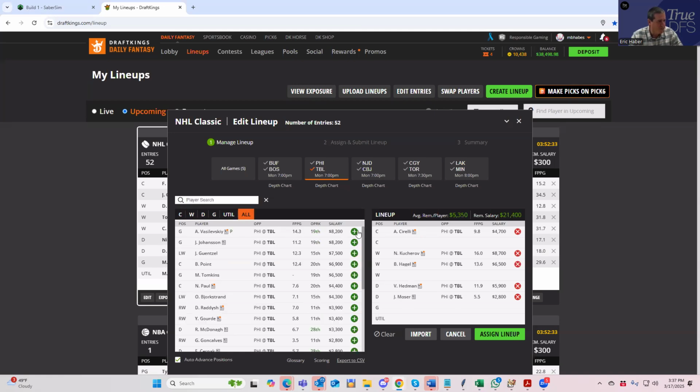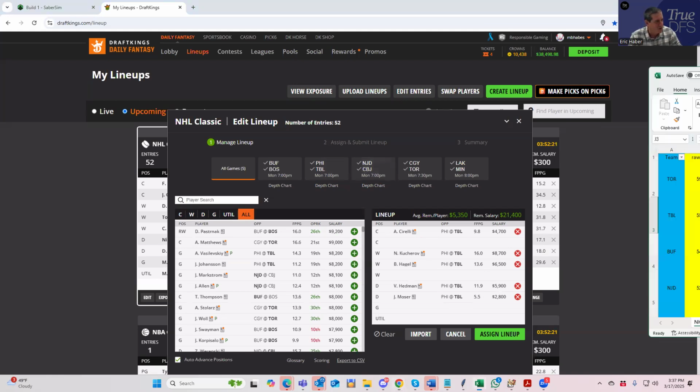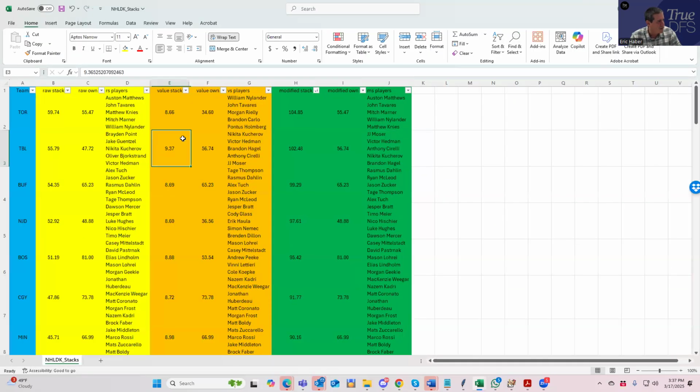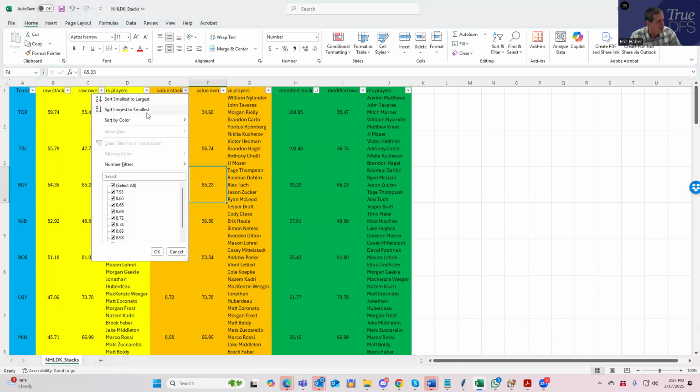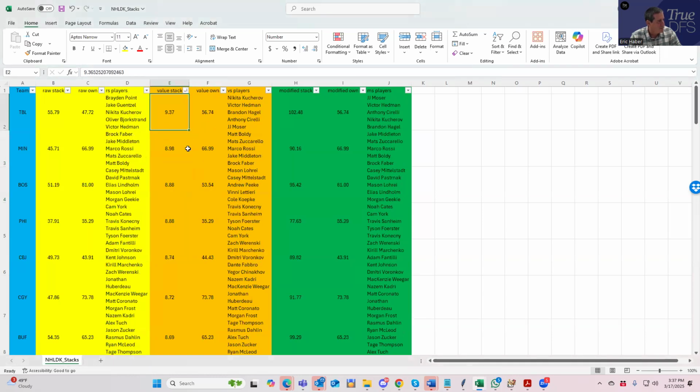Okay, so this is a combination. We don't have exactly perfect correlation here, but if we're going to play all these Tampa guys, I think this is a good way to start. And it opens up some other guys. So, for example, if you wanted to get to some Toronto or some Buffalo or whatever, let's just sort by, say, value stack here. Maybe Minnesota.